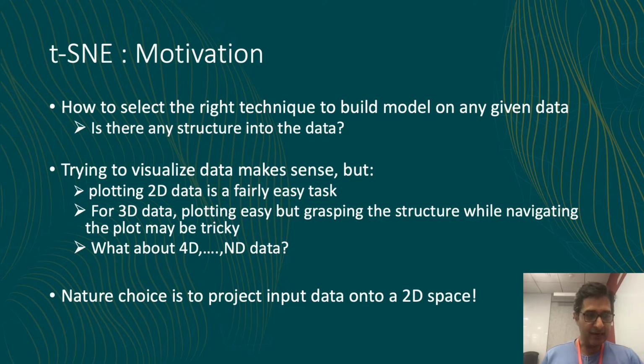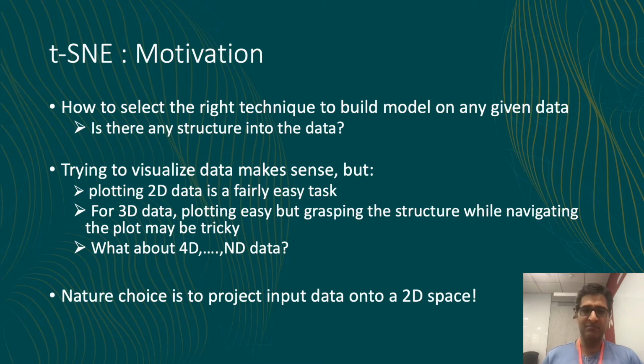And in trying to do that, the best way that humans can build an intuition around data is by visualizing it. Now, if this data were in two dimensions, it's easy for us to visualize, right? It's a fairly easy task. For three dimensions, yes, you could probably build some fairly advanced visualization techniques, and especially given today's AR, VR technology, you could potentially visualize this data quite well, right?